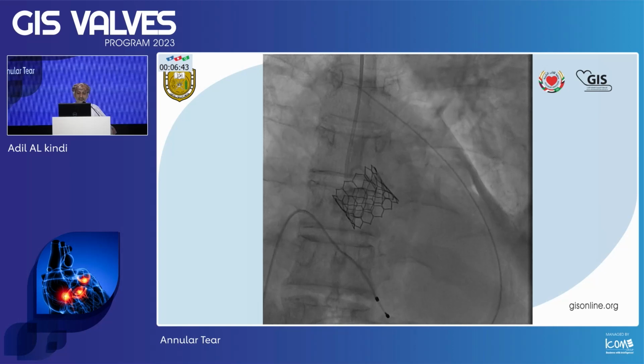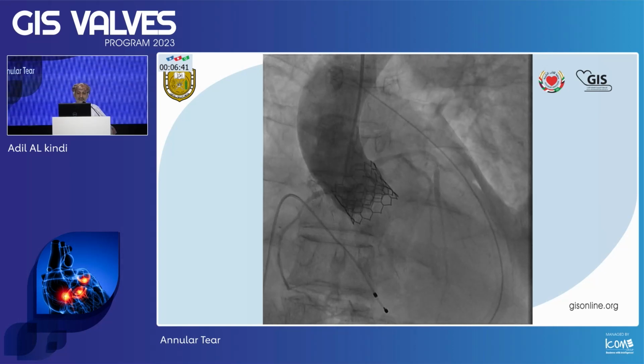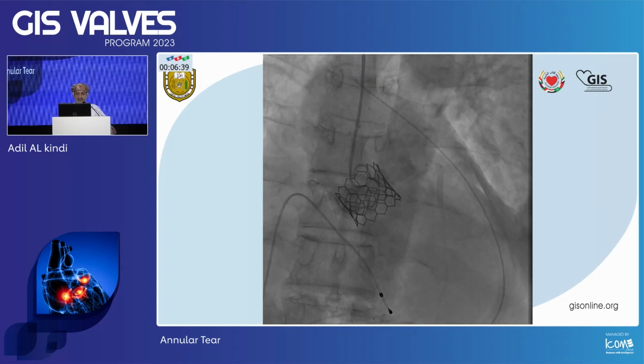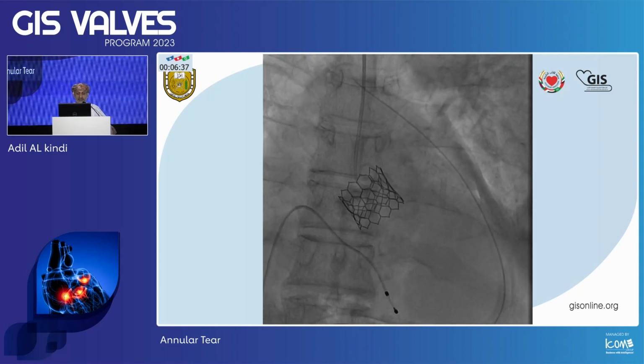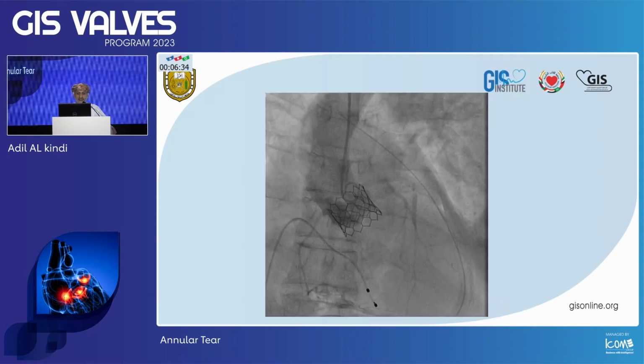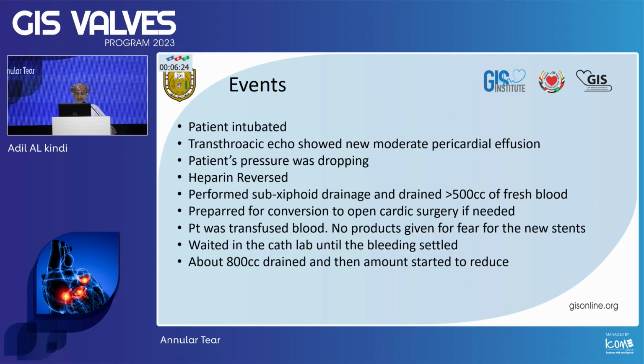As we were discussing what to do next, the patient had severe chest pain and became very agitated on the table, and we reviewed the angiogram again, and this was not noticed the first time. There's extravasation of the contrast underneath the left main. The patient being very agitated, he was intubated, and echo showed pericardial effusion.